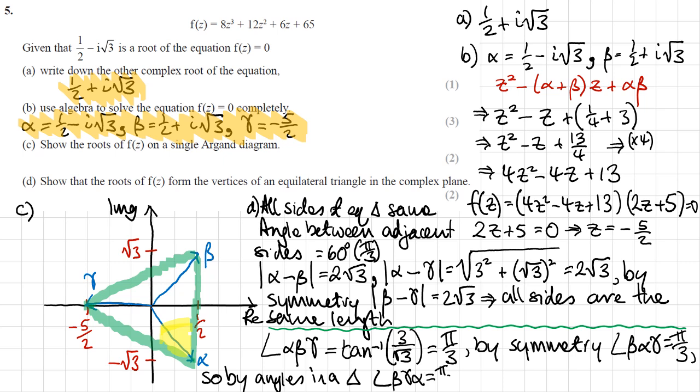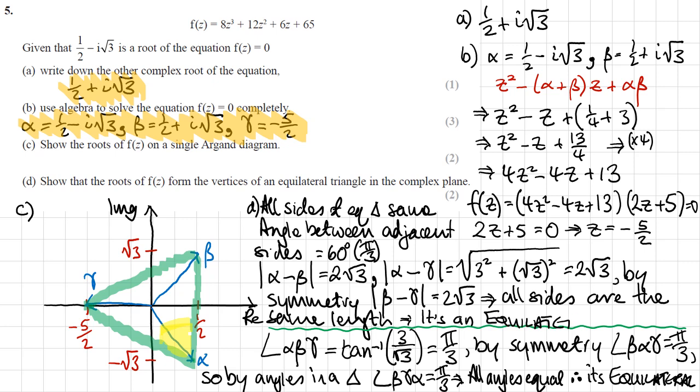Okay, so that means all angles equal. And then for both of these, my conclusion would be that therefore it's an equilateral triangle. So it's equilateral. And I'll just finish off the conclusion for the other one here, that it's an equilateral triangle. So either way, you can use this to prove that you have the vertices of an equilateral triangle: the lengths of the sides all being equal, or all angles being equal.